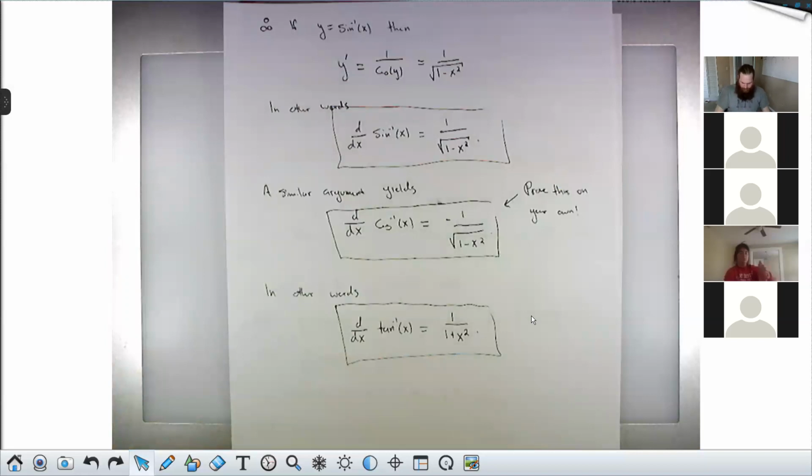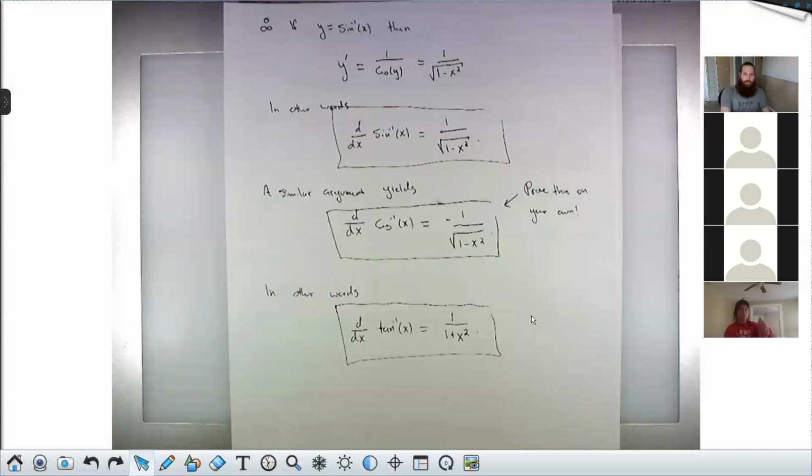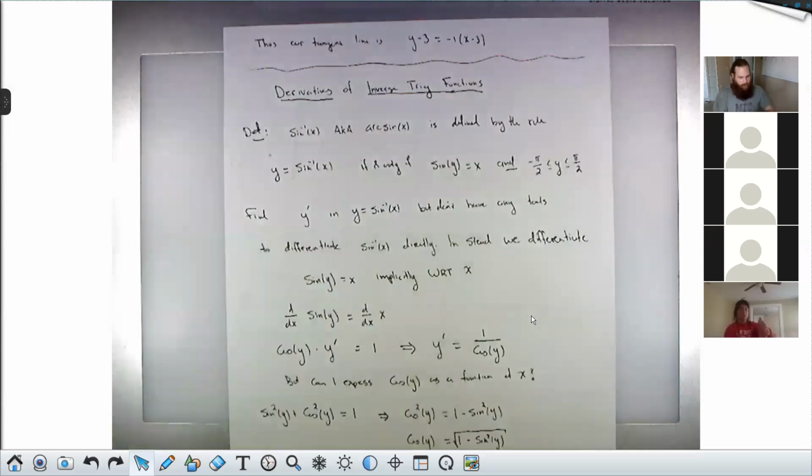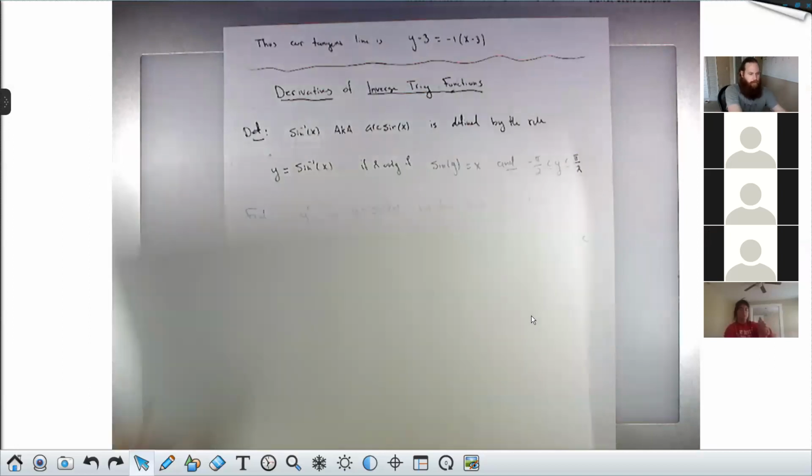I'd like to do 1 or 2 examples involving the chain rule and the inverse tangent function or inverse sine function. There's a few here, so let's do it. Before I do that, any questions on what we just did or these 3 formulas? Okay. So, where do I have good clean paper? Let's go with this first.